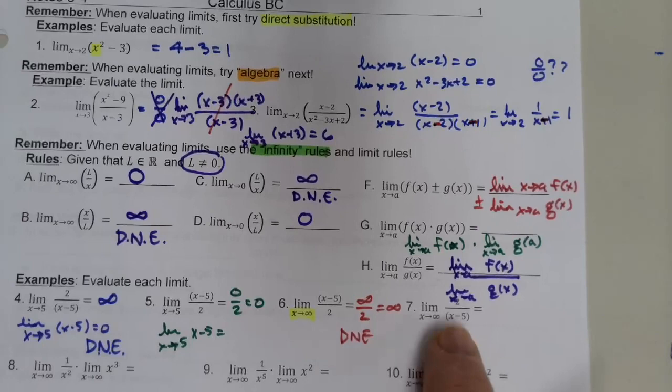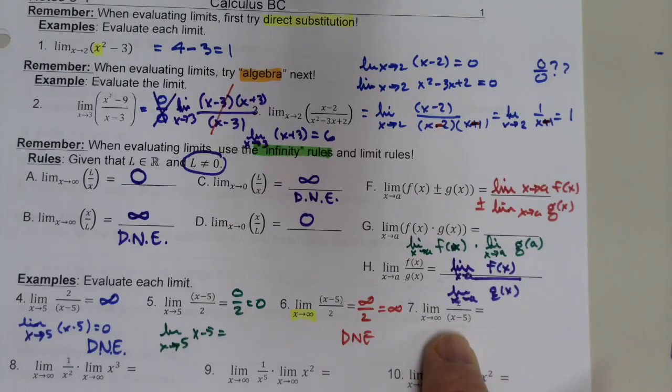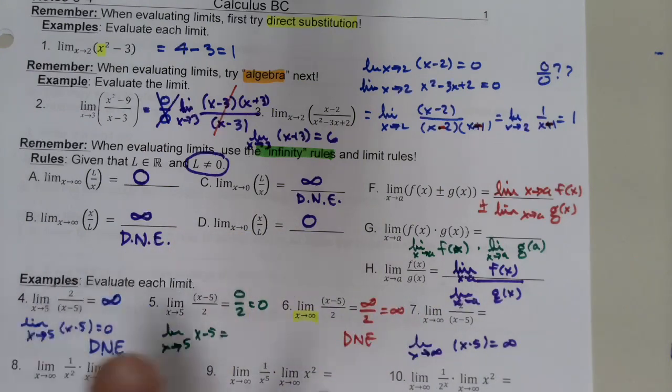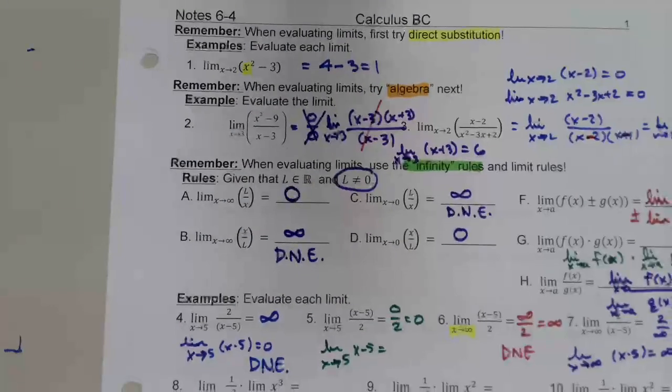In this one, it's our denominator now that's going to infinity. Okay? As that denominator goes to infinity, and we have this limit as x goes to infinity of x minus 5 being infinity, we'll have the case where we have a number 2 divided by infinity, which of course is going to be 0. Okay. Next, we have two limits here.